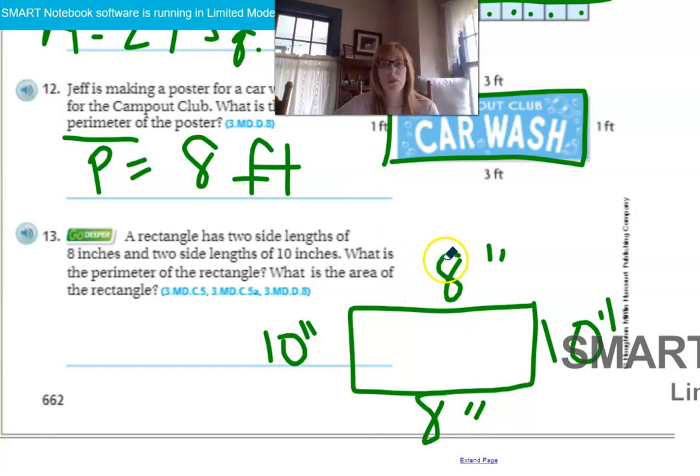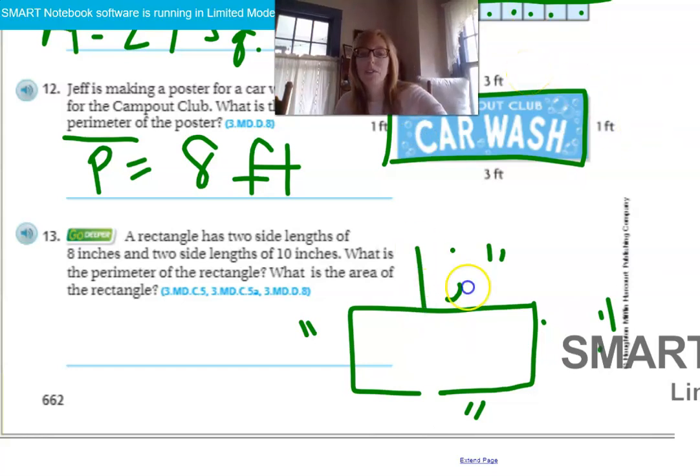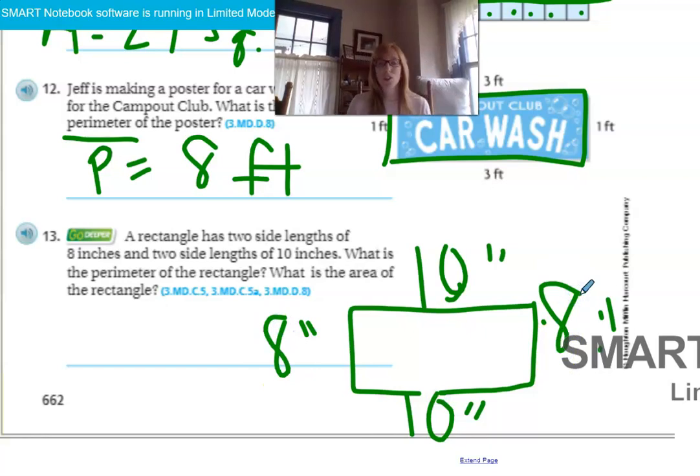I hope you notice that I put 10 on the short side and 8 on the long side. Okay, so that doesn't make any sense if you were trying to justify your information. So you would definitely put 10 on the longer side and 8 on the shorter side. What is the perimeter of the rectangle? What is the area of the rectangle?